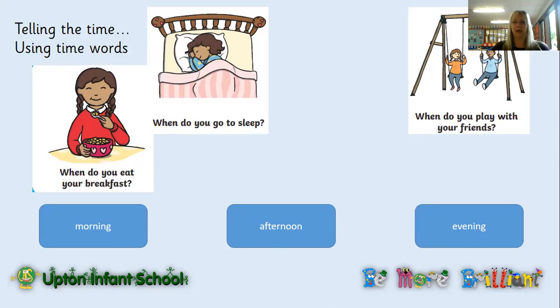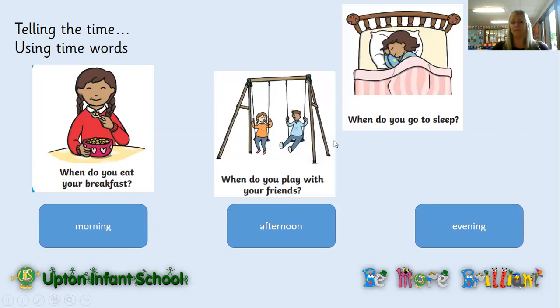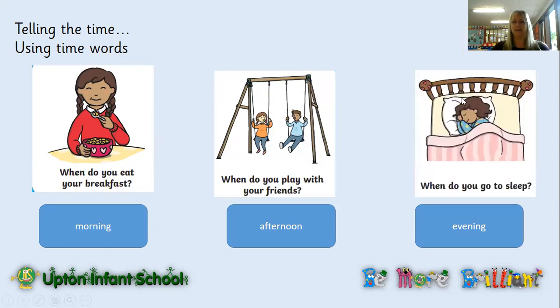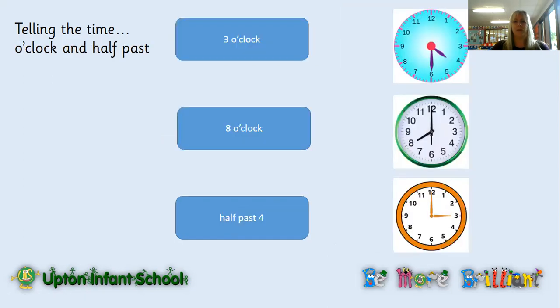So then we have 2 left. We've got going to sleep and we've got playing with our friends. So which of these do we do in the afternoon? And which one do we do in the evening? We play with our friends in the afternoon, especially if we're at school and we're doing our lunchtime play. And finally, that means the last one is we go to sleep in the evening. Now this might be more towards the night time as well, which is another time word that we can use when talking about time.